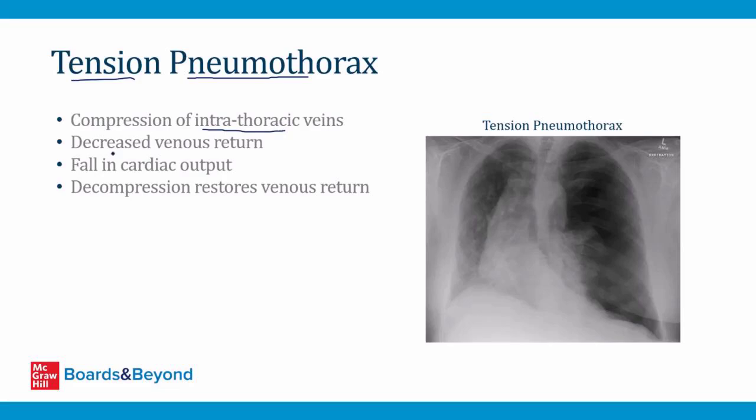When this happens, there's going to be decreased venous return. Basically, the veins are being smushed and they're not able to allow blood to flow through them and back into the heart. With less venous return, there's going to be a fall in cardiac output, and this is what leads to obstructive shock. And when you decompress the lungs, when you put in a needle and you let the air come out of the rib cage, this will restore the venous return and bring the cardiac output back up.